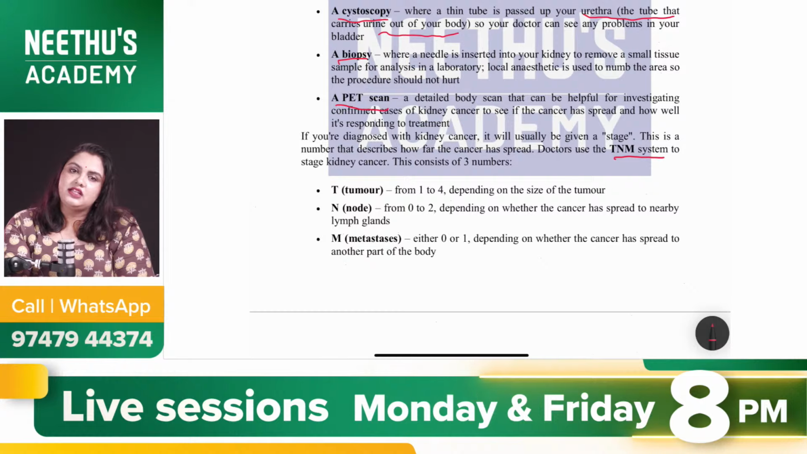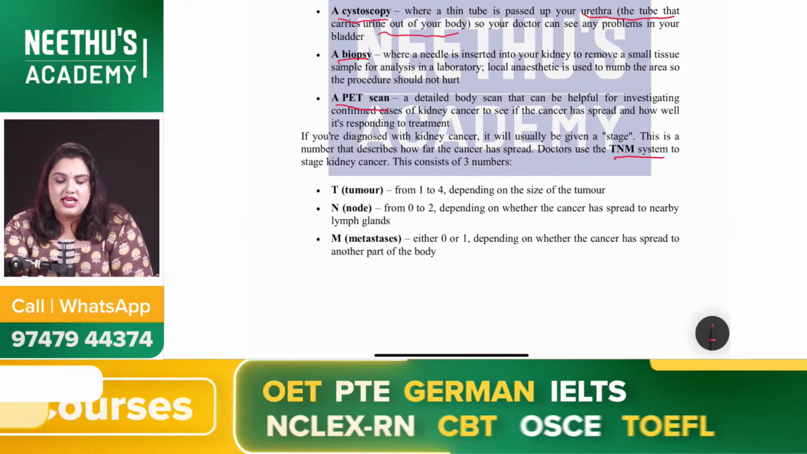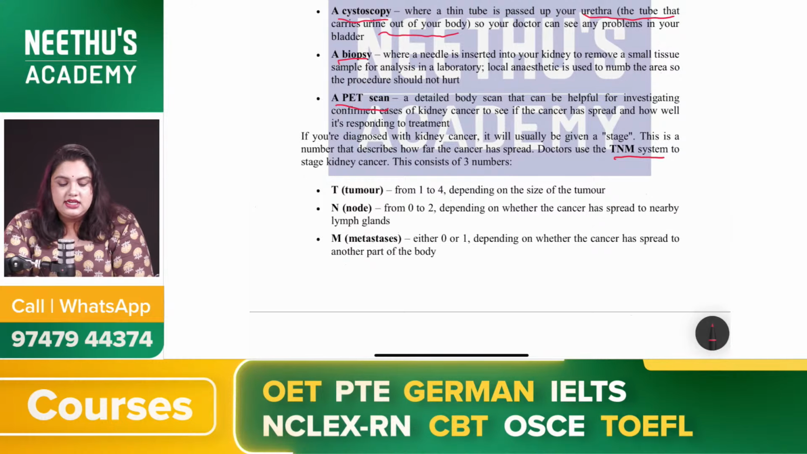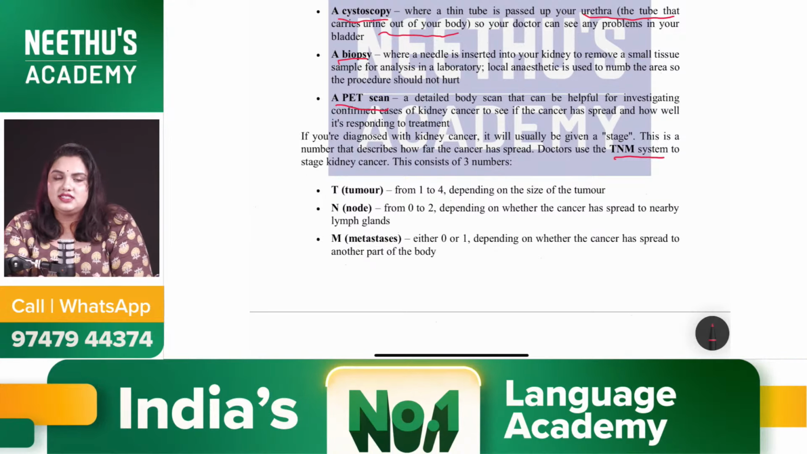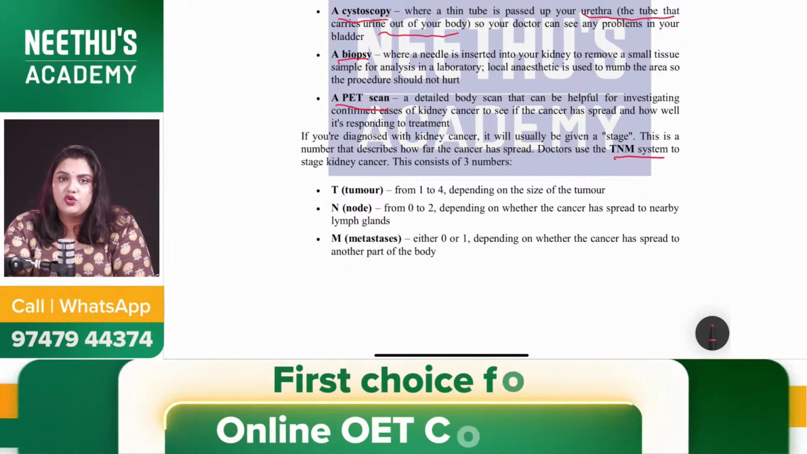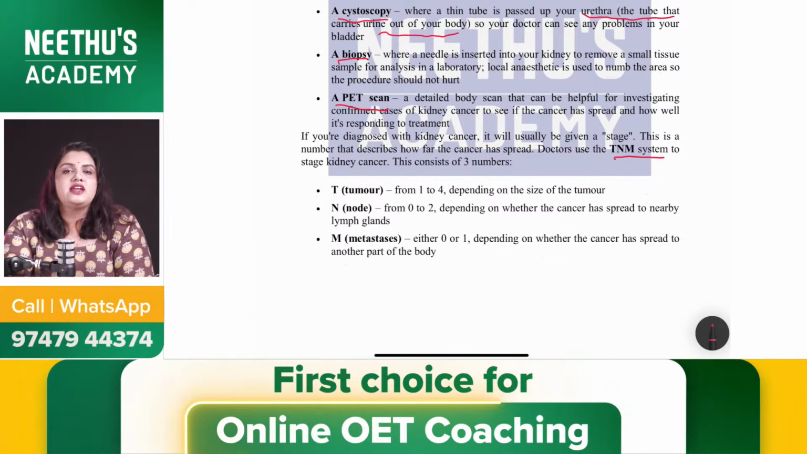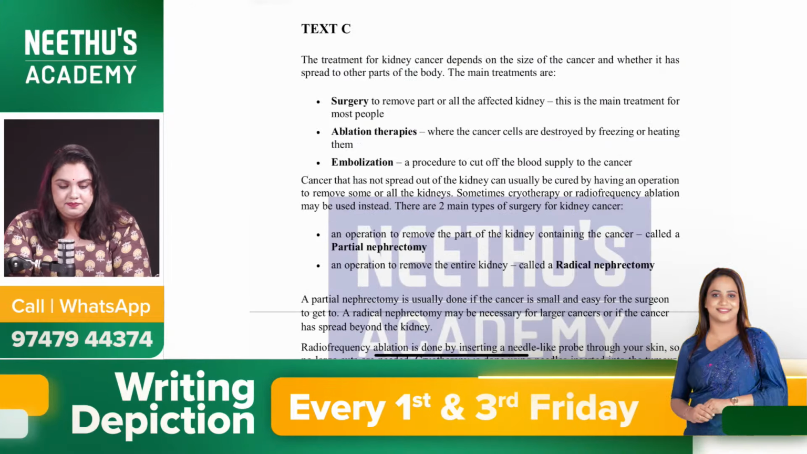So what did text B say? It shows how you can detect kidney cancer, and once detected, how you would define it, that is, what stage it is in, how advanced the cancer is or how advanced it is not, and whether it is responding to treatment or not. Text B gives us an idea of all this. Now let's move on to text C.